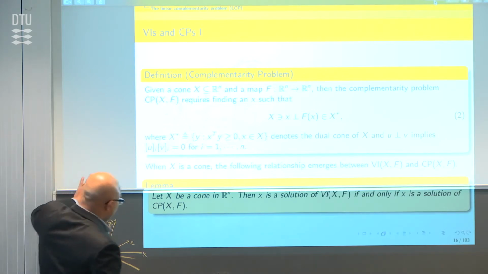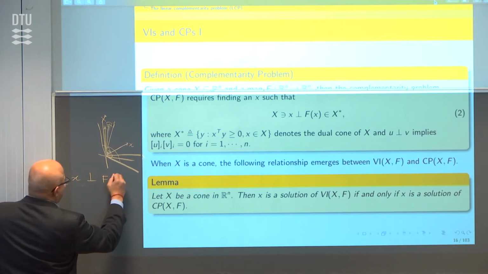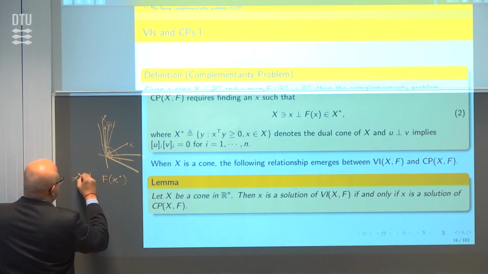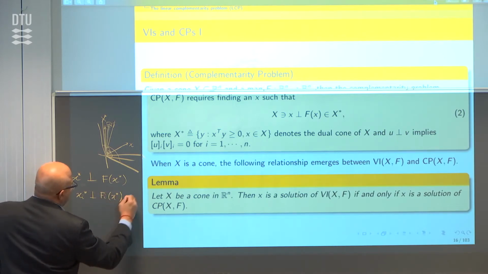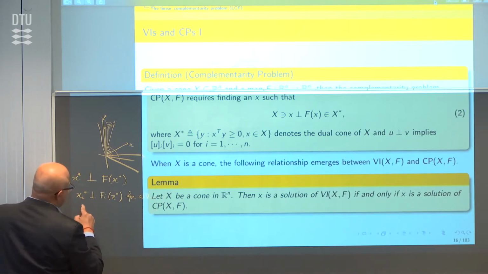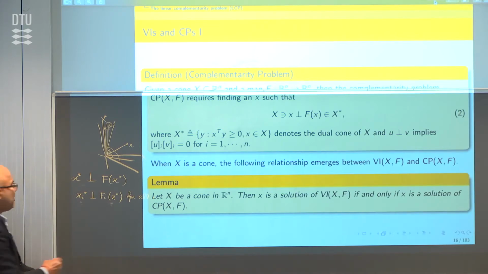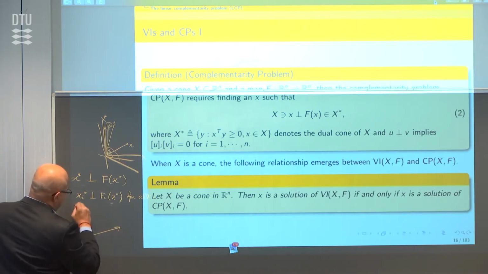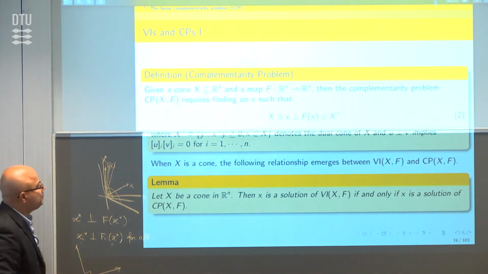See, look, when I say that x is orthogonal to f of x, it means xi star is orthogonal to fi of x star for all i, which means that essentially what you're going to have is one of these is equal to 0. Okay. So if you take these two vectors, you're going to find that they're orthogonal.